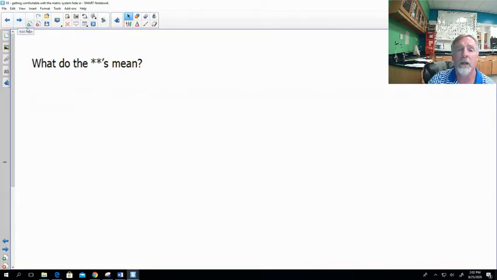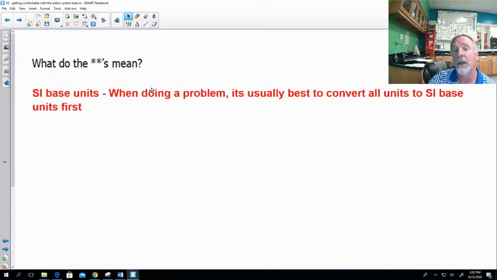And finally, one last thing, if you look in your notes page, it says, what do the stars mean? The stars are our base units. SI, System International, is what SI stands for. Those are our base units. And if I'm having you do any calculations, you usually are going to want to convert any numbers I give you into those base units and then do the calculation. It'll make it a lot easier.